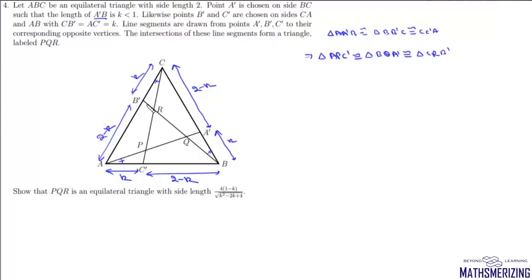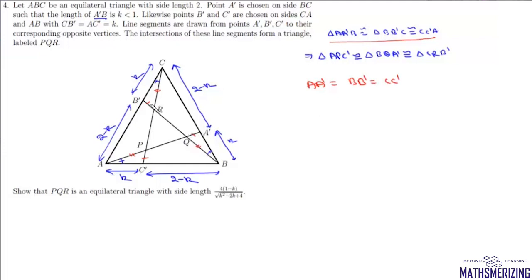If they are congruent, that simply means these three lengths are the same, and also these three lengths will be the same. Now since triangles AA'B, BB'C and CC'A are congruent, from here we can say that AA' is equal to BB' is equal to CC', and from this second result we can say that AP is equal to BQ is equal to CR, and PC' is the same as QA' is equal to RB'.